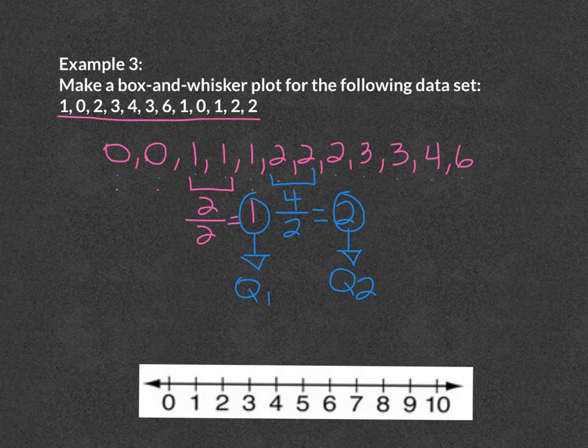Now I'm going to find the middle number in the upper half of our data set. So I'm going to pair these numbers up again. So I have this 6 with this 2, this 4 with this 2. So my two middle numbers are 3 and 3. So 3 plus 3 will give me 6. I want to find the average, so I'm going to divide by 2. 6 divided by 2 will give me 3. That means that 3 is going to be quartile 3.